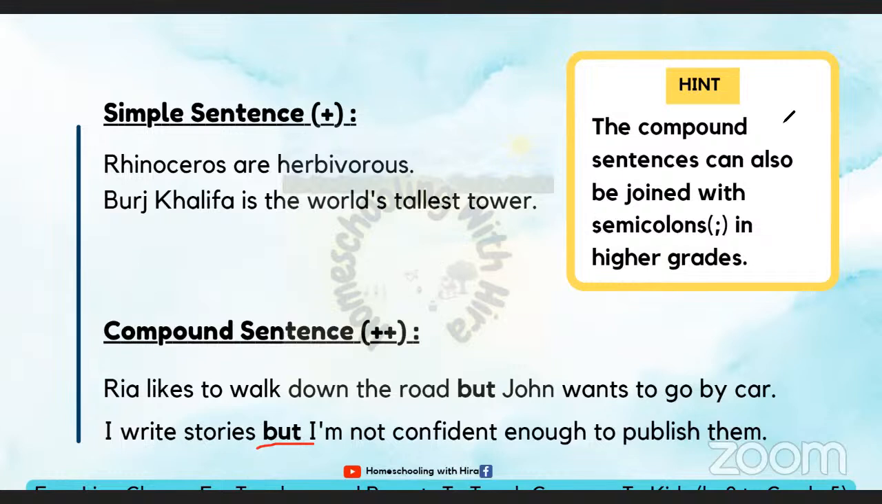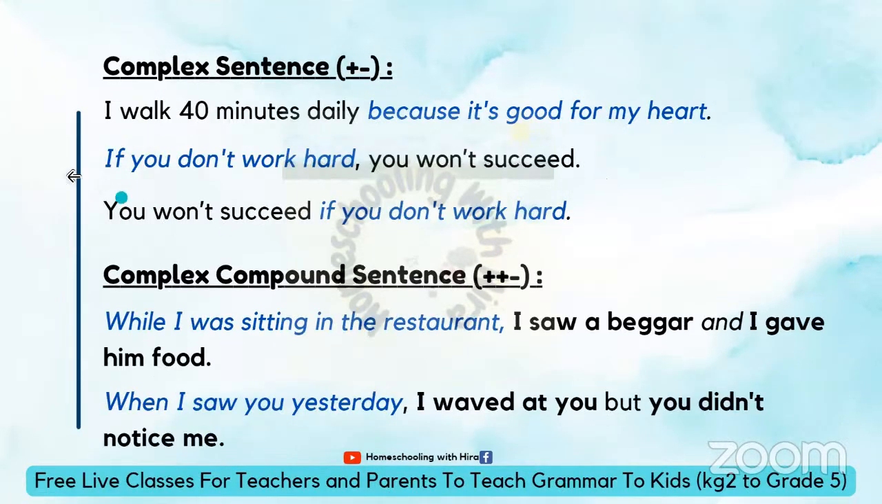Okay? There's a hint. The compound sentences can also be joined with semicolons in higher grades. Okay? In place of but, use semicolon. But don't overuse it. If you are using semicolon more than twice in 10 pages, you are overusing it. You will lose the marks. Okay? So be careful while using punctuations.